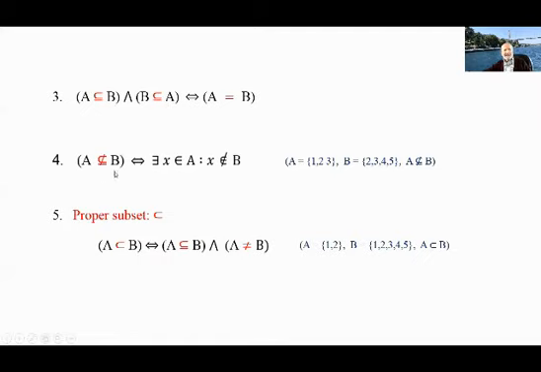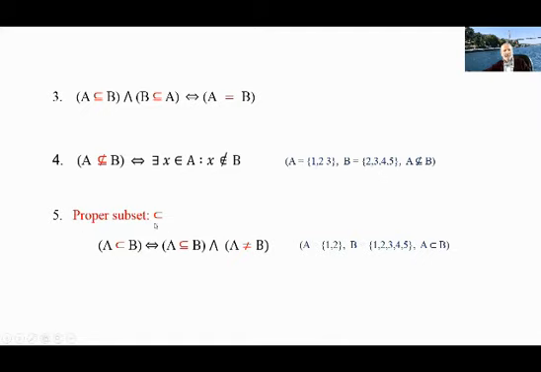When we say A is not included in B, this symbol means there is at least an x in A and x not in B. So you see this example here. A is 1, 2, 3, B is 2, 3, 4, 5. Now, obviously, A is not included in B because 1 is in A and 1 is not in B.